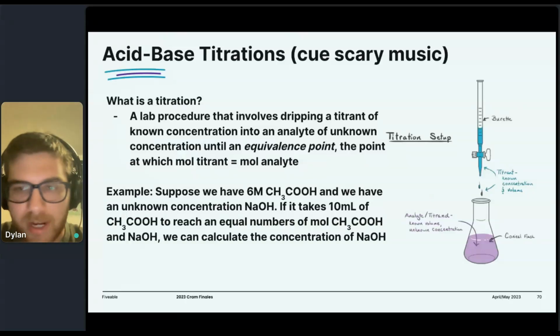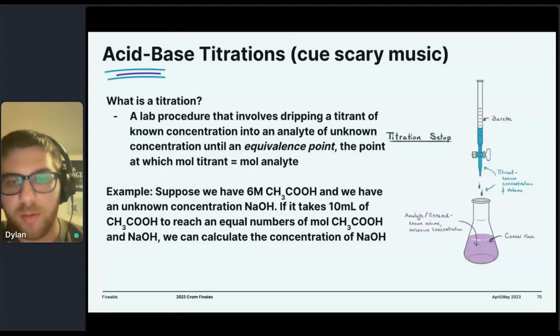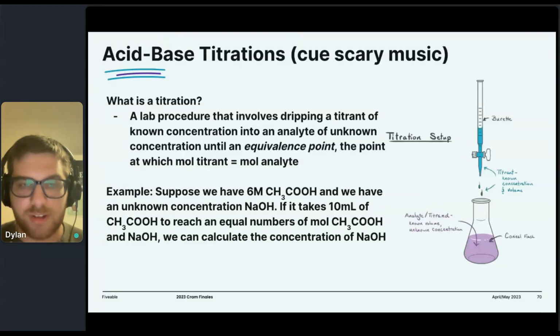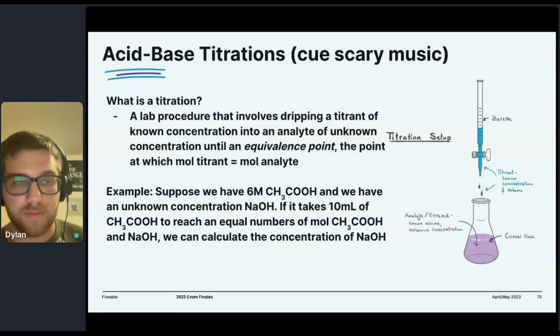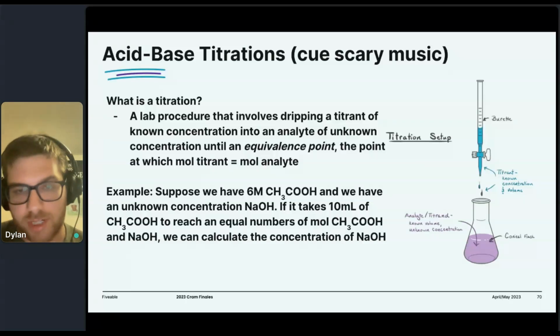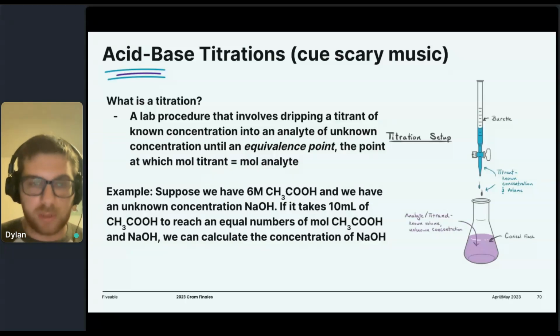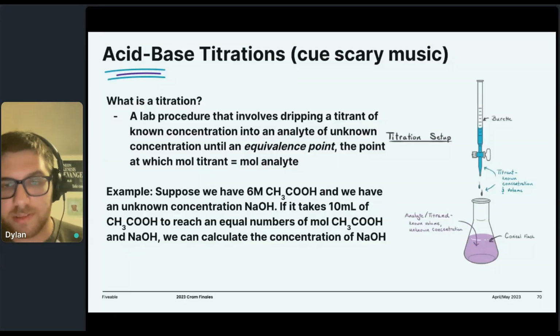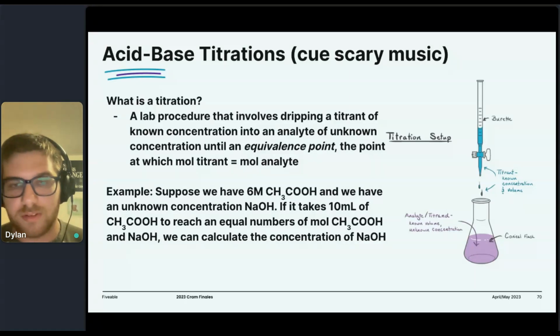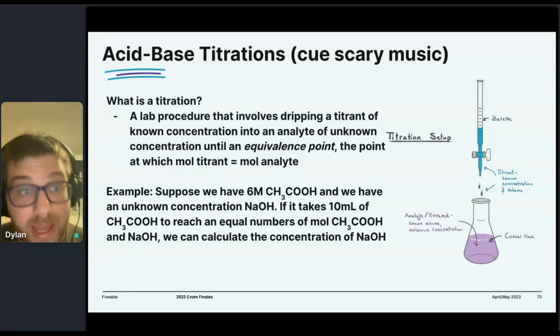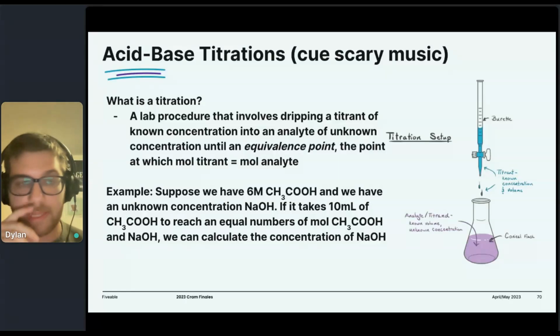So for example, a problem we might ask is, we have 6 molar CH3COOH, and we have an unknown concentration of sodium hydroxide. If it takes 10 milliliters of CH3COOH to reach an equal number of moles of acetic acid and sodium hydroxide, we can calculate the concentration of sodium hydroxide. And to do so, well, simply put, we know we used 10 milliliters of 6 molar acetic acid. So we multiply molarity by volume to find moles. And that's the same number of moles of sodium hydroxide, right? Actually, there's a mistake in this problem. We would need the starting volume of sodium hydroxide as well to find the full concentration. And we'll be doing problems like that later, but this is just an introduction.